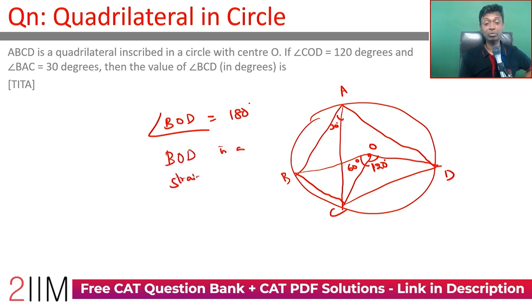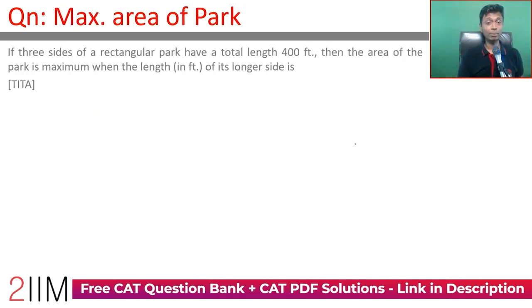The diagram simply does not reflect that. Such is life. We could not have known that it will end up as a straight line. BOD is a straight line, so BD is a diameter of the circle. Angle BCD is the angle in a semicircle, 90 degrees. Done.